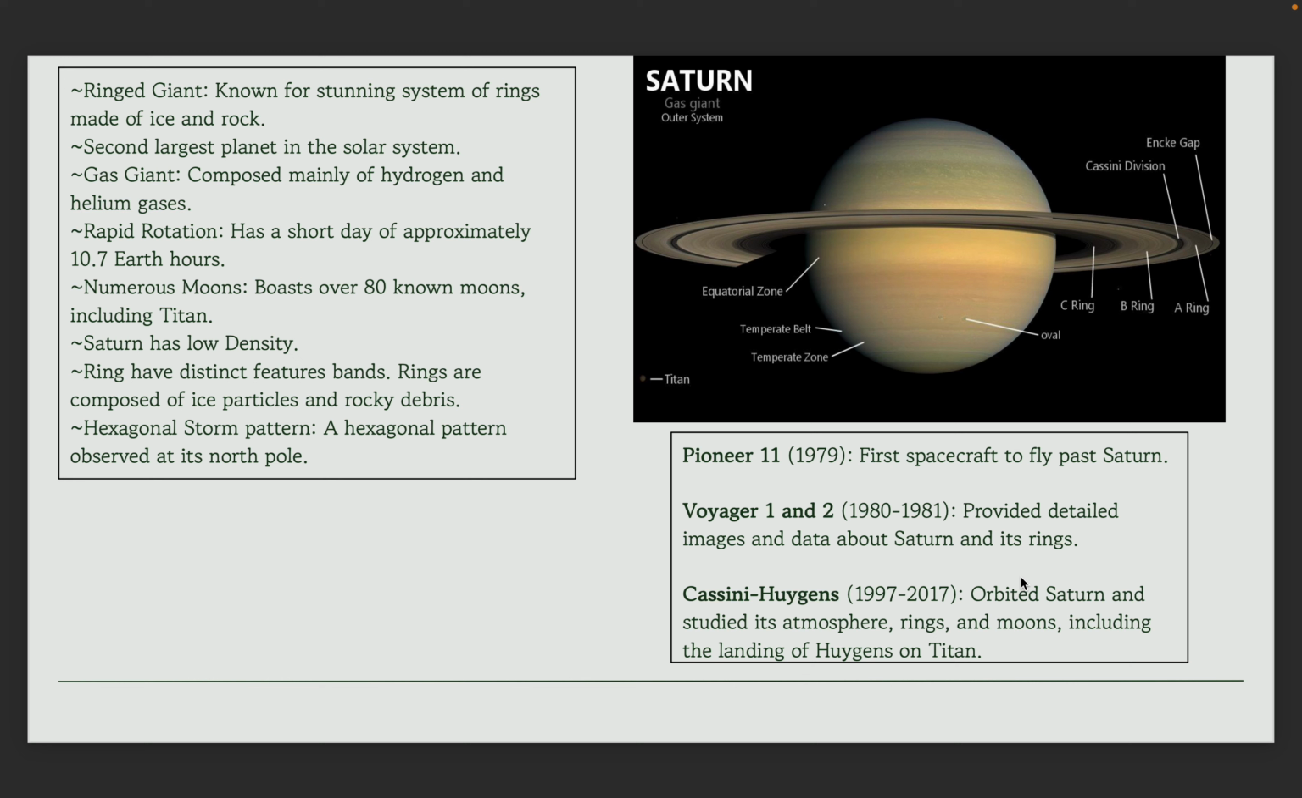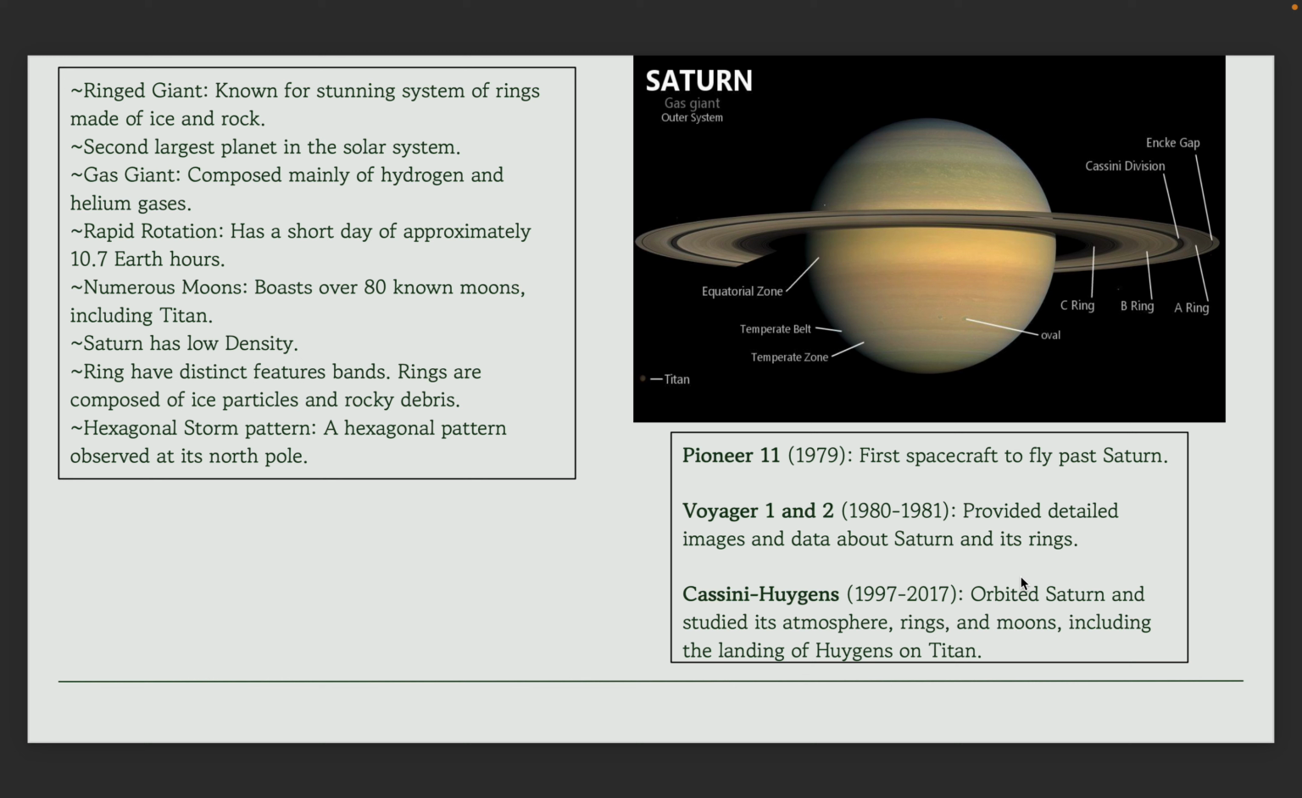The rings of Saturn are one of the distinct features, and one of the exciting, interesting features also. The rings are composed of ice particles and rocky debris. It has a hexagonal storm pattern observed from the North Pole.